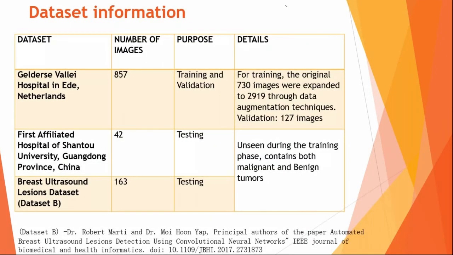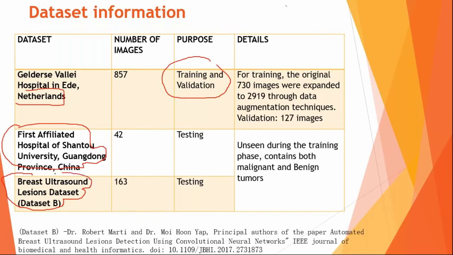So these are all our data sets here. We took some data sets from the Netherlands University Hospital, so we use them for training and validation. And we had a couple of our own data sets from the hospital. And this is another one, called dataset P, which is freely available if you want to use it. You just need to request it from this person and he sends you the data set. So we use these two to test our network.